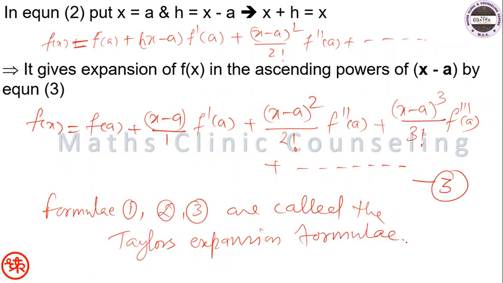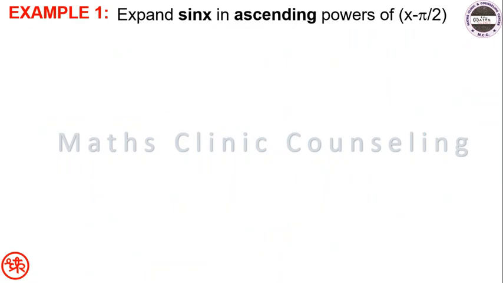Is that clear? So these are the Taylor expansion formulas. Now let us see the first example. Expand sin x in ascending powers of x minus pi by 2. Okay, so which formula will be applied?